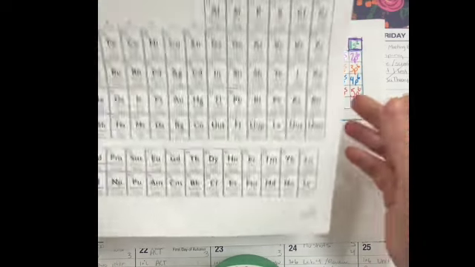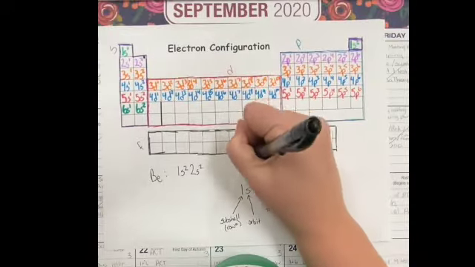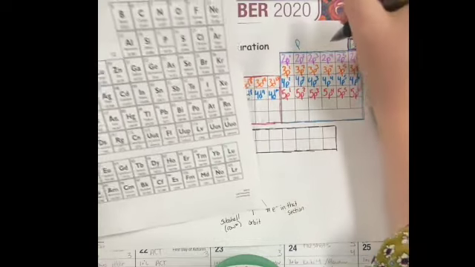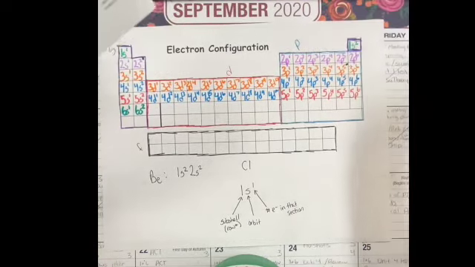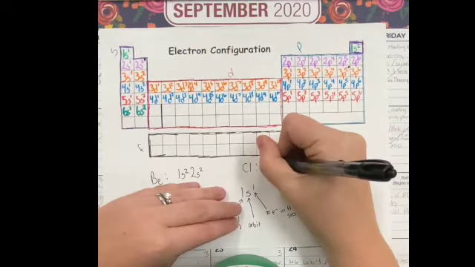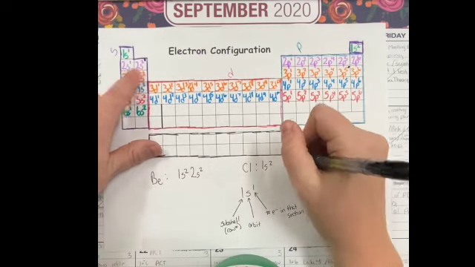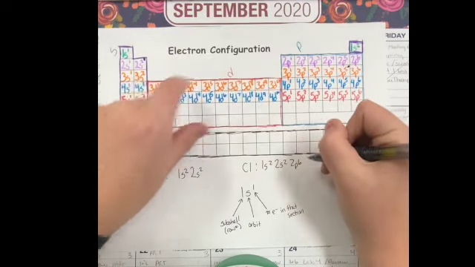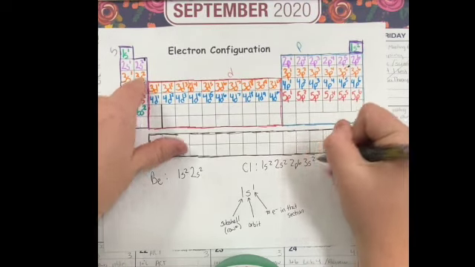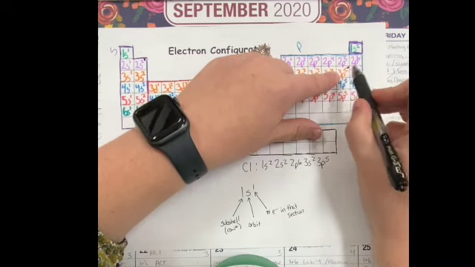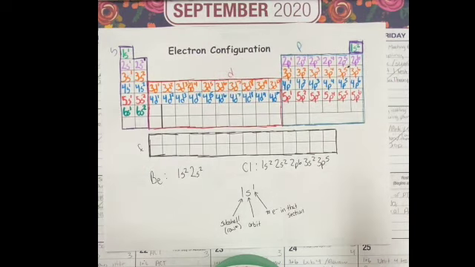So let's do another example. Let's do chlorine, so Cl. So chlorine is right here, so that means it would be right here. This is where we're wanting to go. So for chlorine, we read it. It goes 1s2, 2s2, 2p6, 3s2, 3p5. I stop at 3p5 because that's where chlorine is. That's where we're wanting to go. So that's how you do longhand electron configuration.